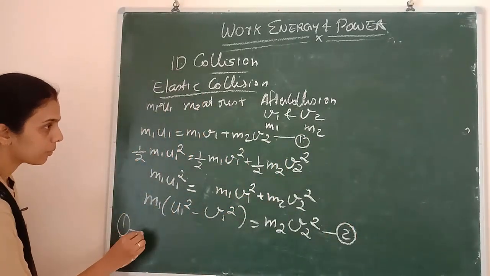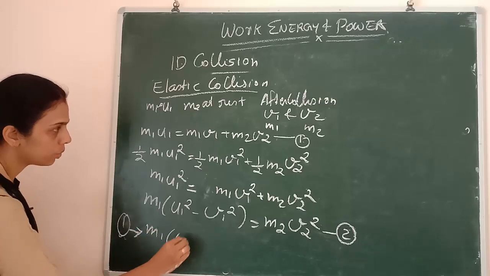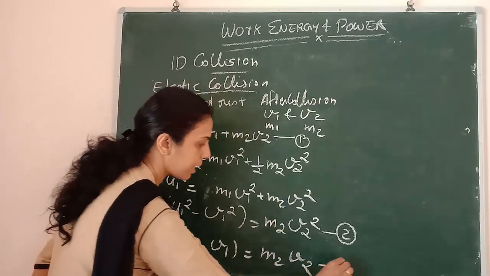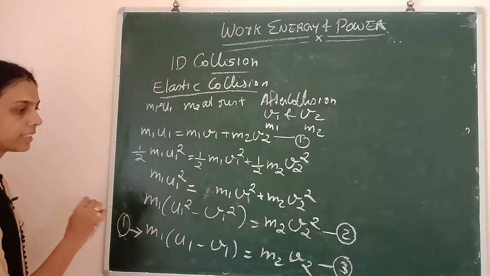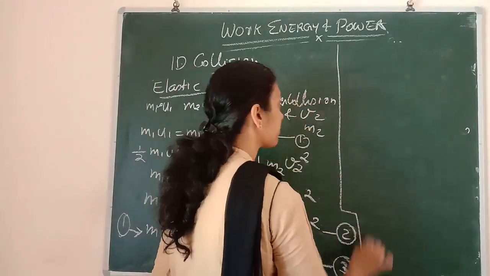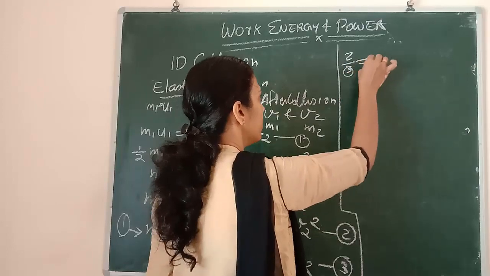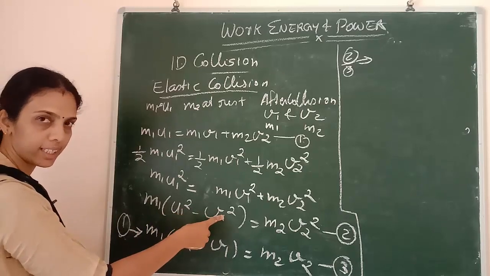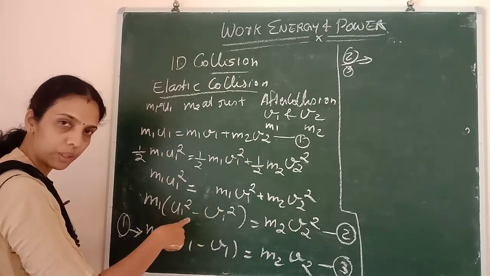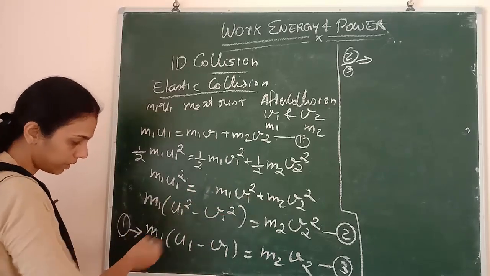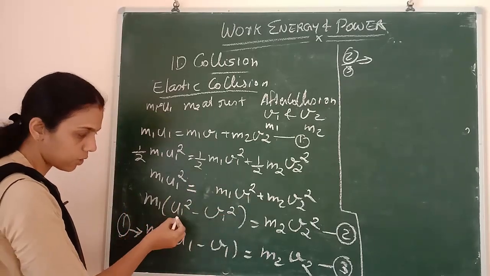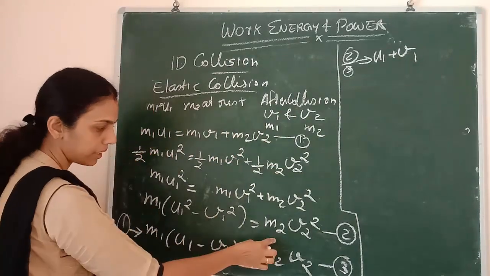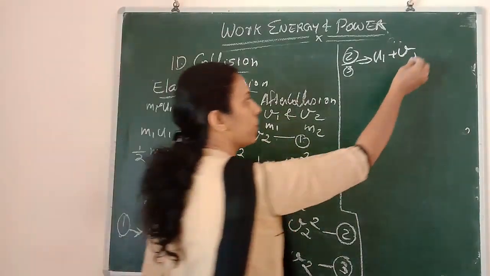Now I can write equation number 1 as m1 into (u1 minus v1) equals m2 into v2. I am writing this as equation number 3. Now dividing 2 by 3, see, u1 square minus v1 square I can write as (u1 plus v1) into (u1 minus v1). So m1 and u1 minus v1 will get cancelled. Here u1 plus v1 will remain, and that will be equal to v2, as m2 gets cancelled.